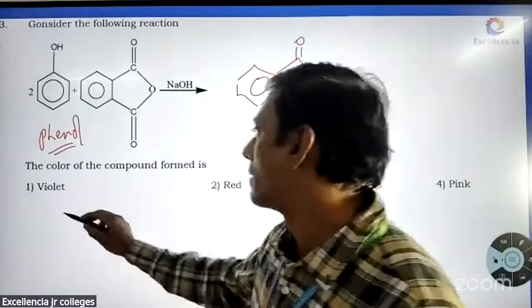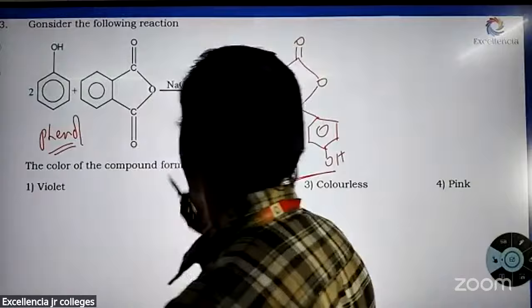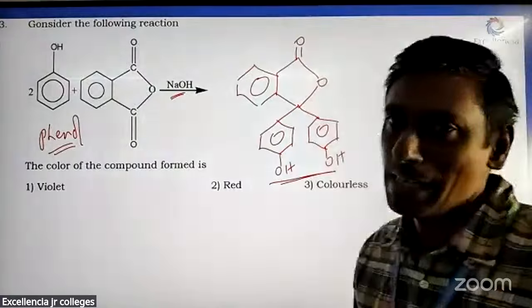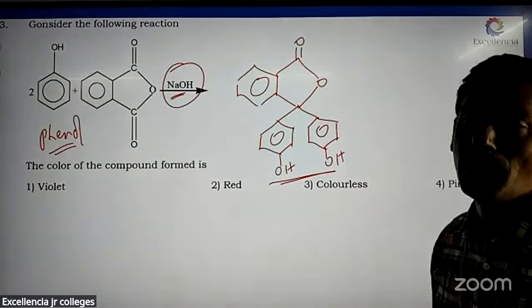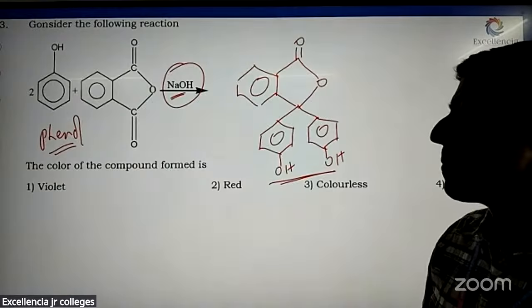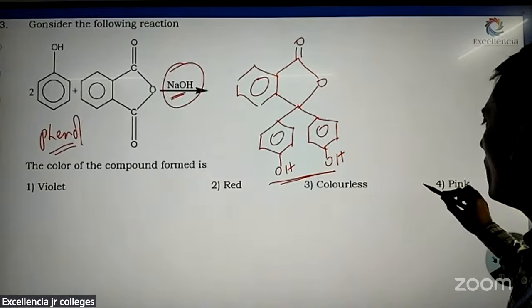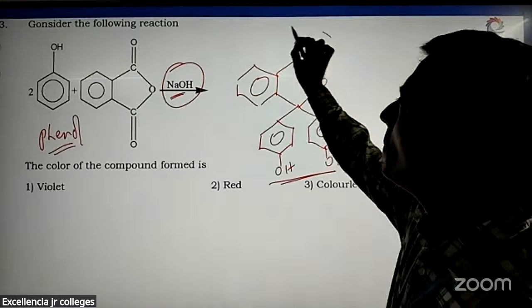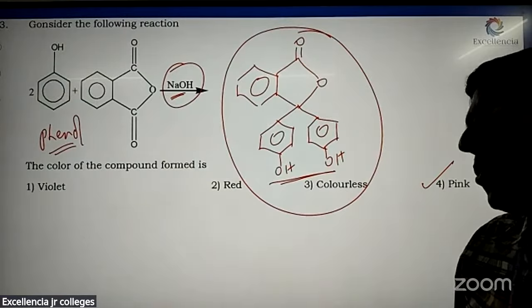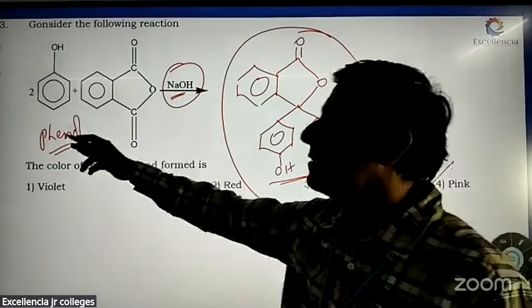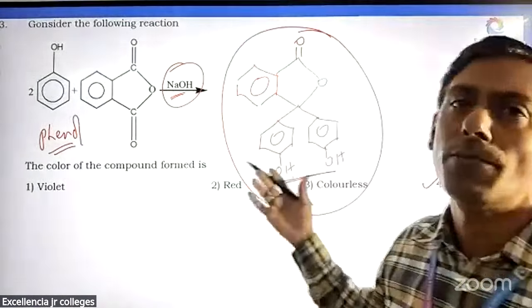What they are asking is the color of the compound formed in the basic medium. They gave NaOH here. Phenolphthalein is colorless in acidic medium and pink in basic medium. So it is a direct question; actually, no need to remember this structure. Without remembering the structure, you can give the answer. Phenol when it reacts with phthalic anhydride forms phenolphthalein.